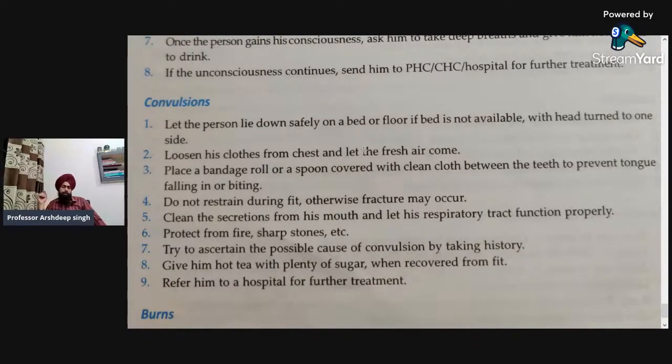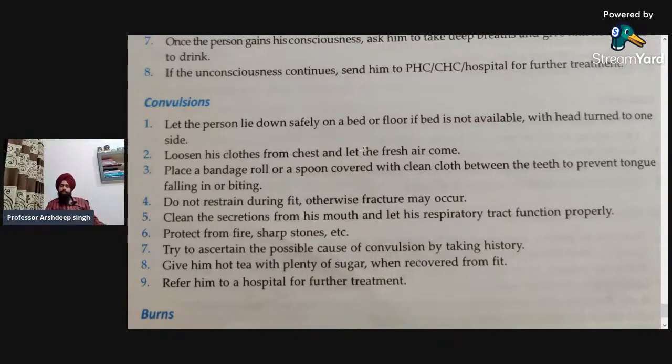Mostly in convulsions, the person might bite the tongue. So we place a bandage, or a spoon covered with a bandage, so that we can prevent the tongue bite. Next, do not restrain the limbs, because it may lead to a fracture. We don't have to restrain the person with any rope or other thing. Clean the secretions from the mouth, for the same reason, to prevent respiratory tract obstruction.